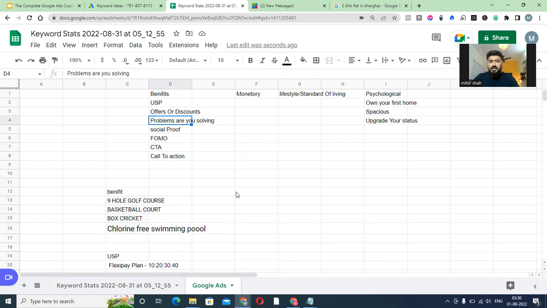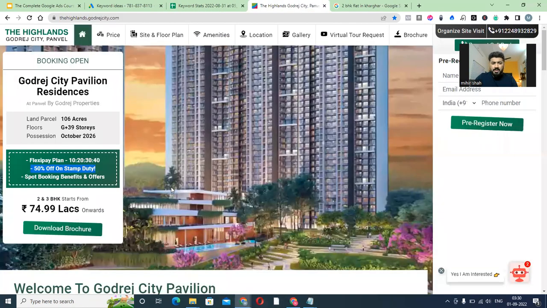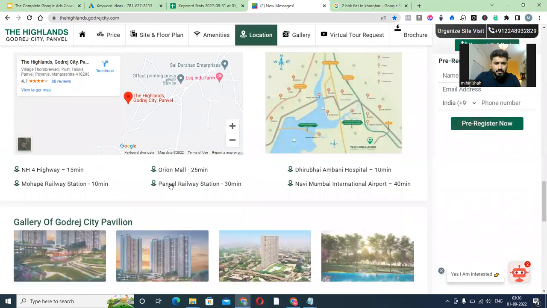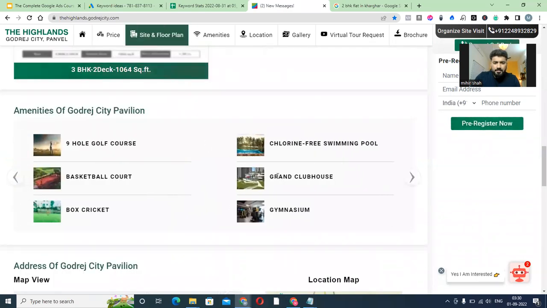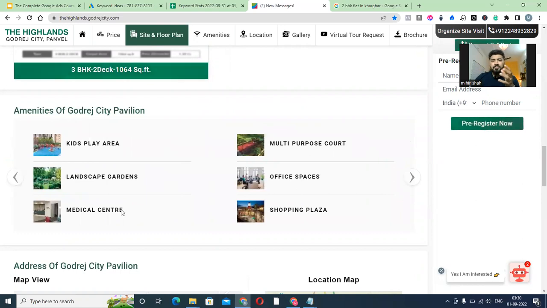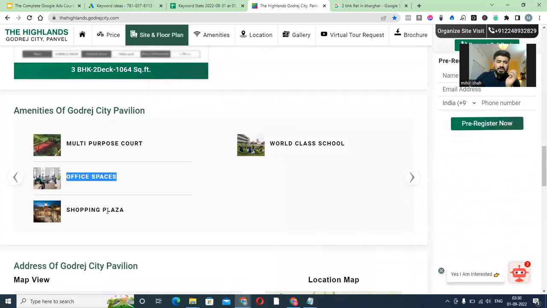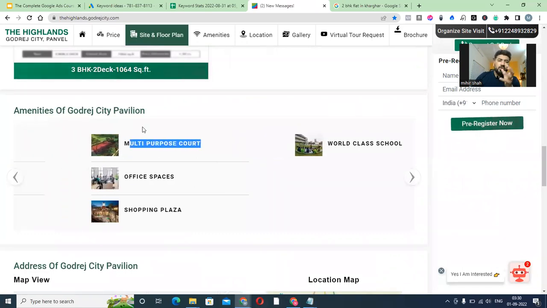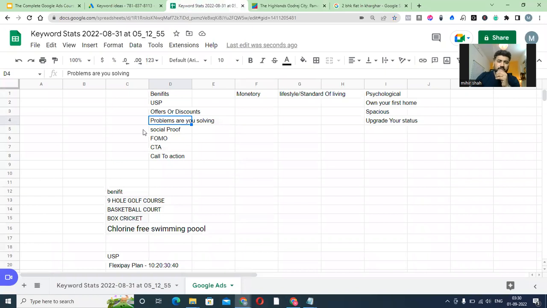The problem that you are solving, like I said, real estate is one of those industries which does not solve a direct problem, but from the amenities you can catch that. You have a clubhouse and a gymnasium, so you can take the direction of: don't worry about going to the gym, where the gym is right at your doorstep. Kids play area, office space, shopping plaza, multi-purpose court. You can use all these benefits as problem solving areas as well: you don't have to go and search for a school, you don't have to worry about a clubhouse, children can play there, and so on.